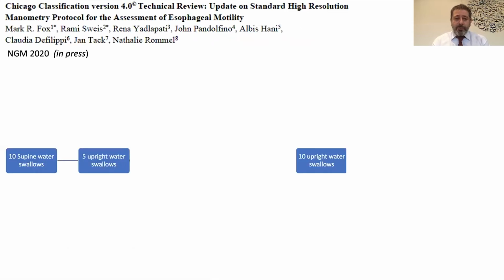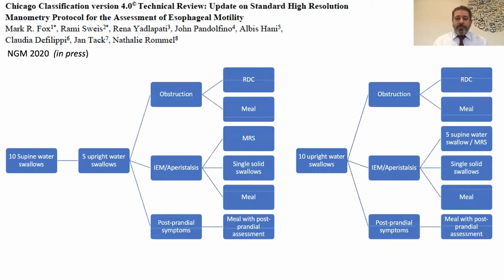This technical review should be in press, hopefully, by the time this presentation is being played. At present, it's just been accepted. We know from the Chicago classification 4.0 that we can now study patients either starting them in the supine position with 10 water swallows or in the upright position, regardless of which position we start the study, in order to identify the different motility abnormalities. There are provocative tests that can enhance the likelihood of identifying these and induce symptoms.